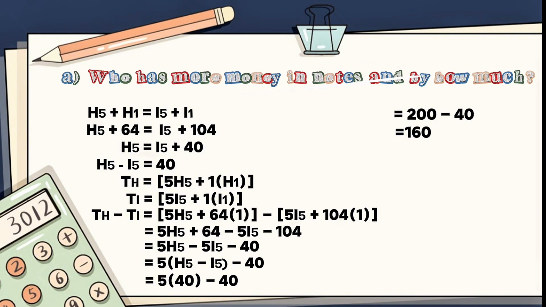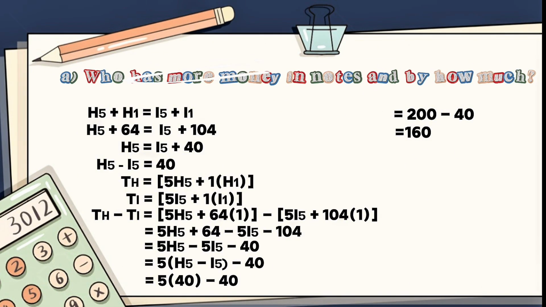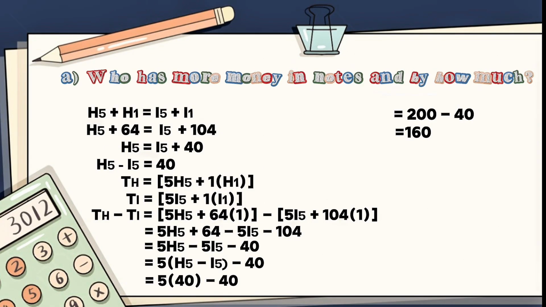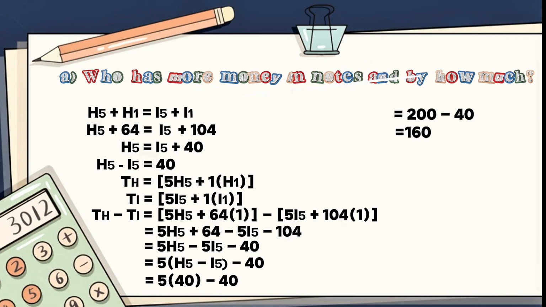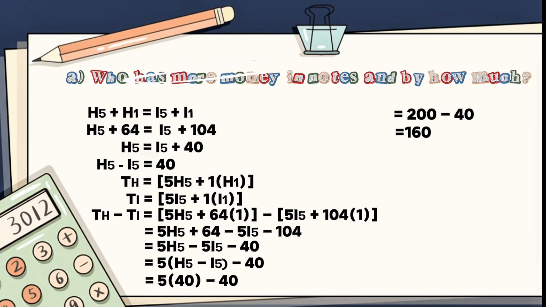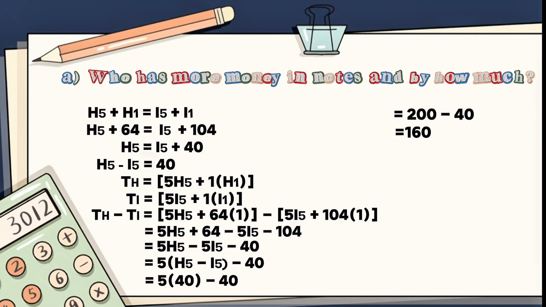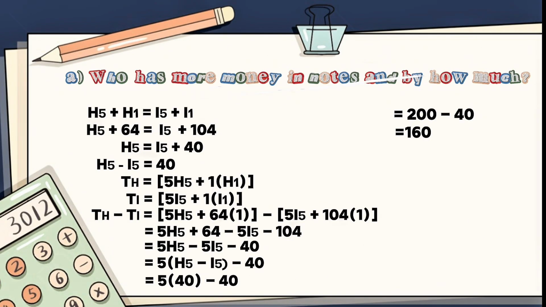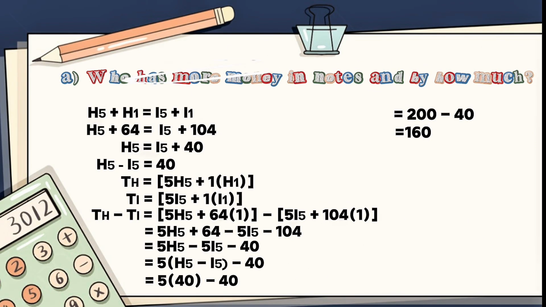Substituting this in, TH minus TI equals 5 multiplied by 40, minus 40. So 200 minus 40 equals 160. Therefore, Halim has RM160 more than Ina.